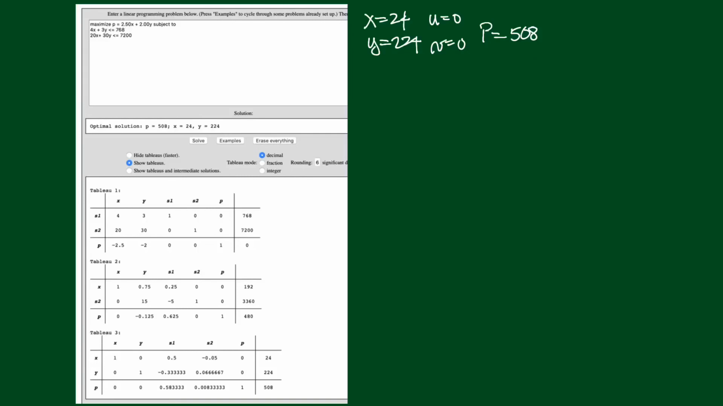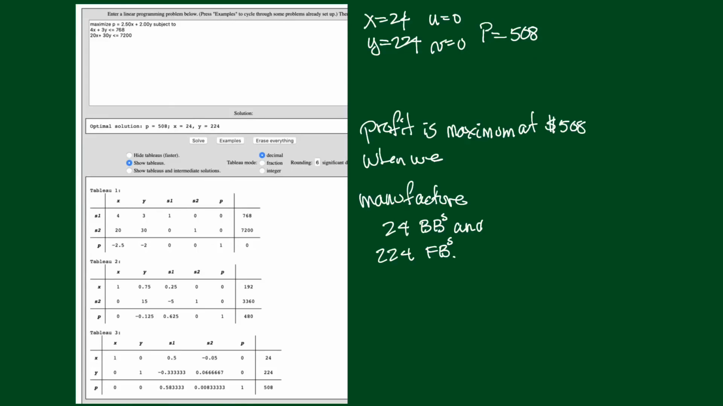So let's write a solution. Let's report the answer to the question. We're going to say the profit is maximum at $508 when we manufacture 24 basketballs and 224 footballs.